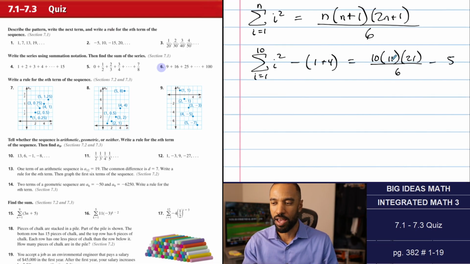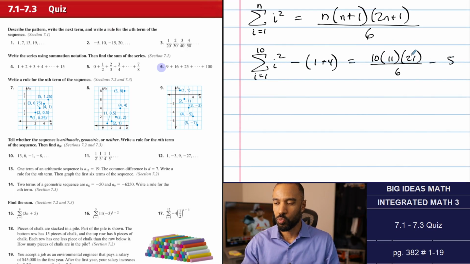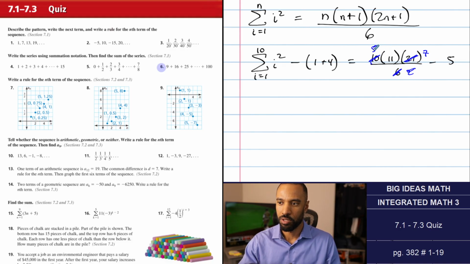That result, minus 5. I'm going to reduce what I can here. 21 over 6 can both divide by 3. Here you get 2 and 7. 10 over 2 is 5. So now I can do 5 times 7 times 11, which I believe is 385. So we get 385 minus 5, which is 380.